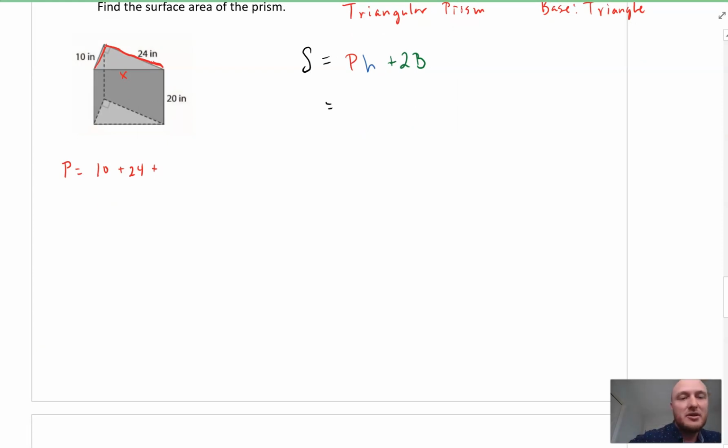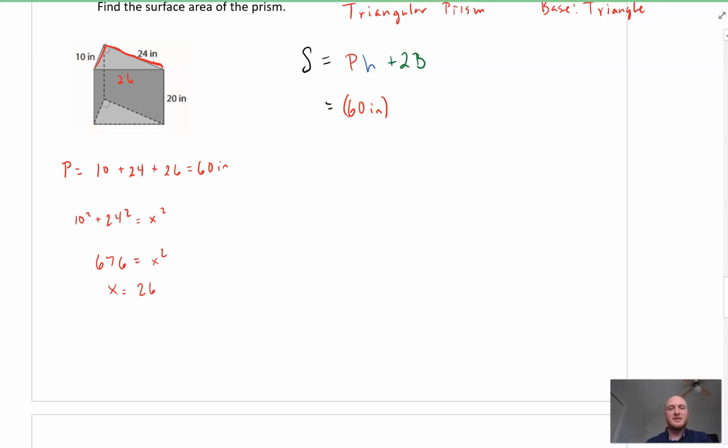But what I can do is say, okay, I know that 10 squared plus 24 squared is equal to x squared. So I'm going to go ahead and punch that into my calculator. And this gives us 676 is equal to x squared, which means that side length is 26. So I know that this is 26, which gives us 60 inches total. So there is our perimeter, 60 inches.